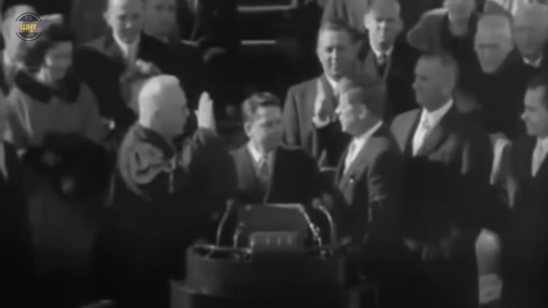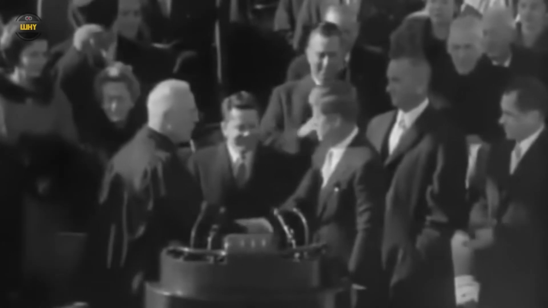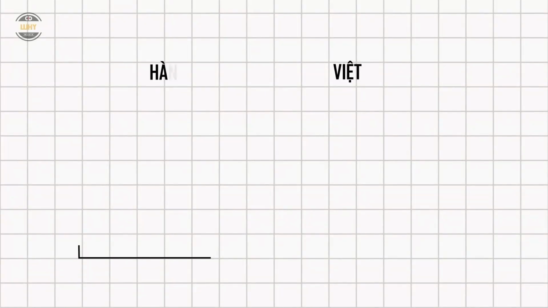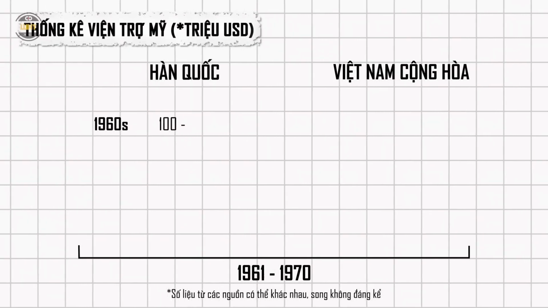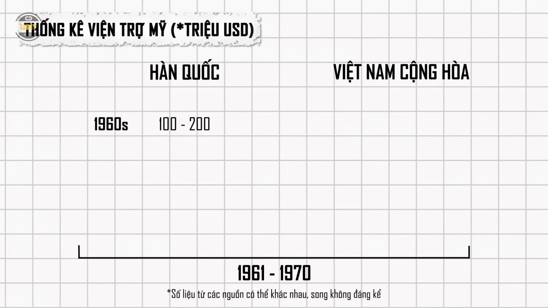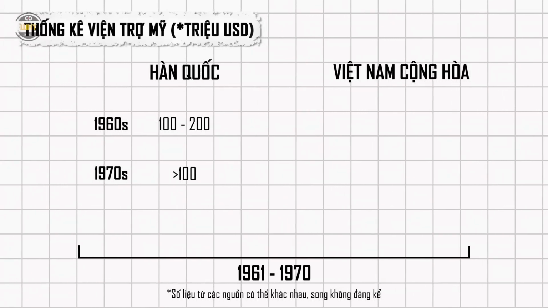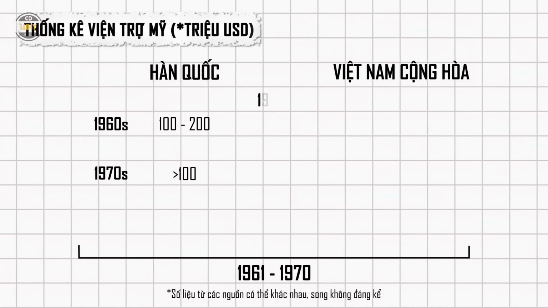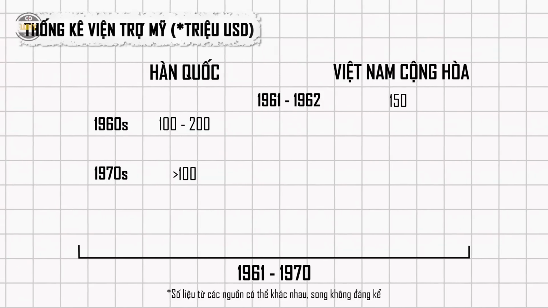After President Kennedy took office, due to changes in the battlefield and political landscape of Vietnam, the US needed even more economic aid. Therefore, the figures also changed significantly. Onwards, the US reduced aid to South Korea to less than $200 million per year, then to around $100 million, and continued to decrease for South Vietnam. In 1960, this figure was $150 million per year.